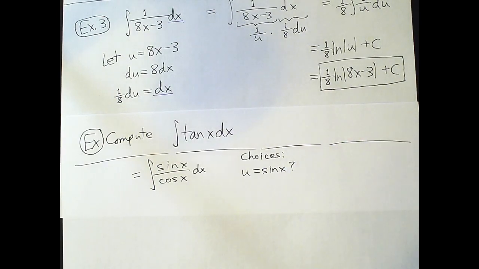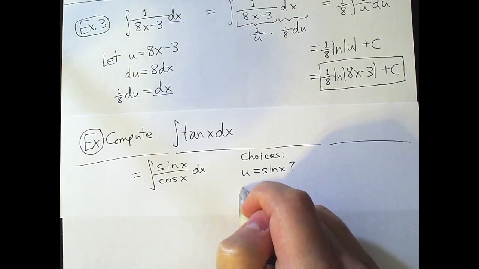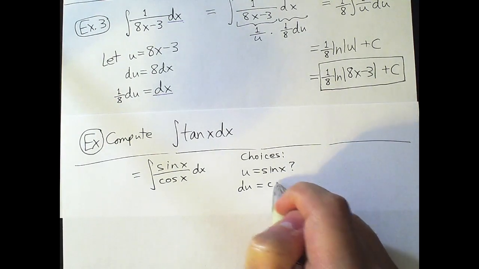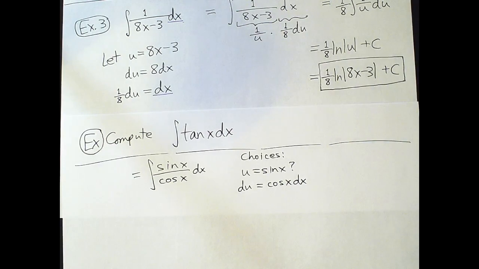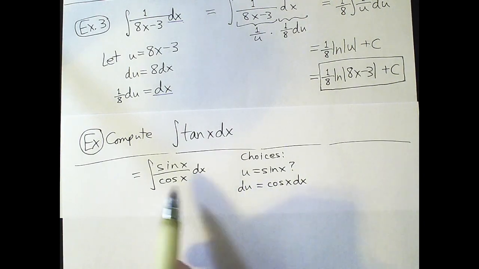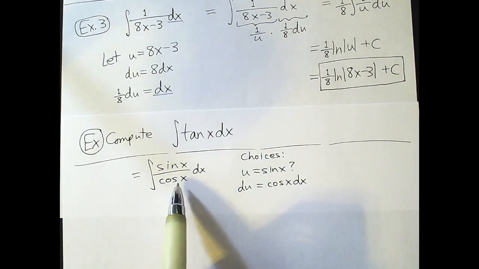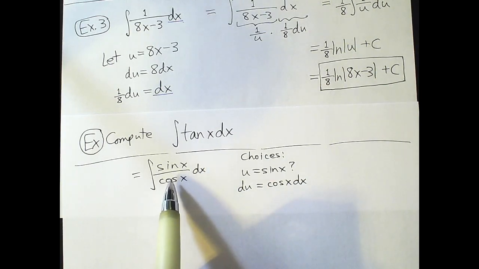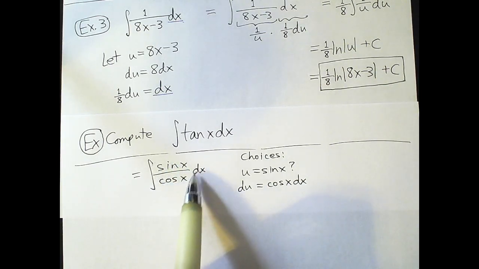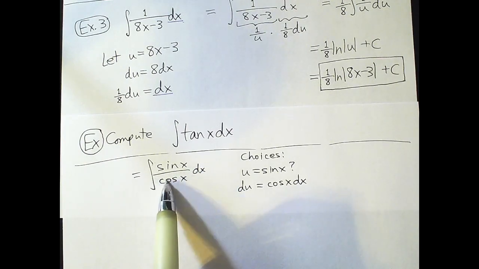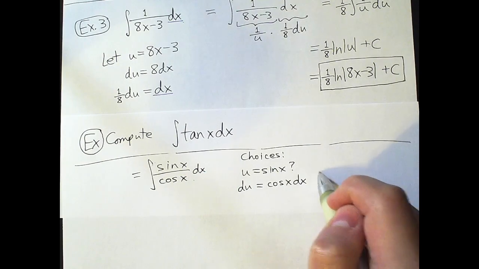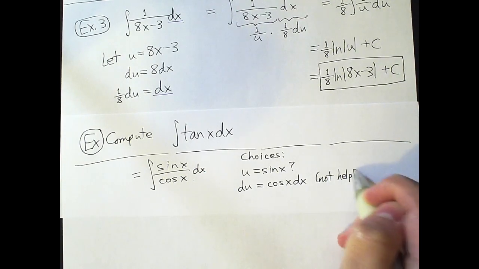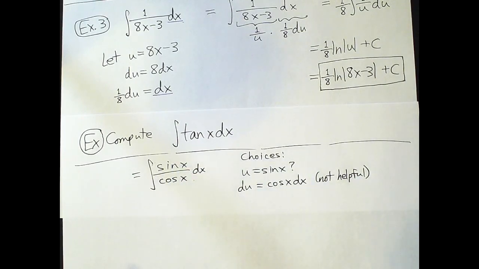If we let u equal sine x, what's going to happen? du is going to be cosine x dx. Does the original problem have a cosine x dx? No, it actually doesn't. That's what's tricky about this. You see cosine x, you see dx, but the cosine x is on the bottom. This is like a 1 over cosine x. So no, we don't have a cosine x times dx. I'm going to say this is not helpful. If the cosine was up top, maybe that would be a different story.